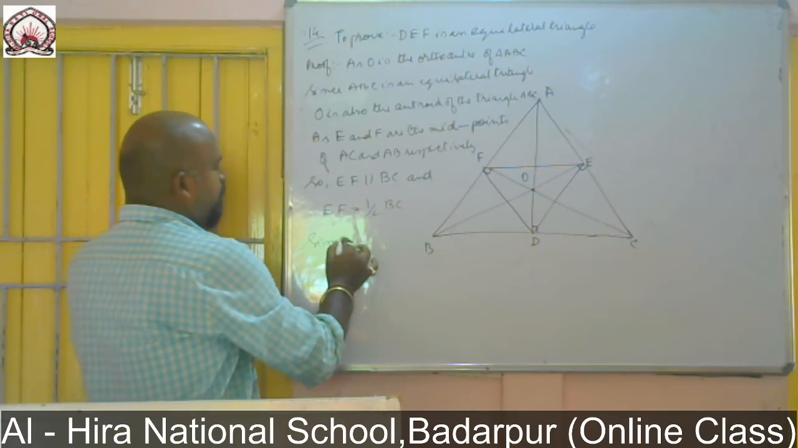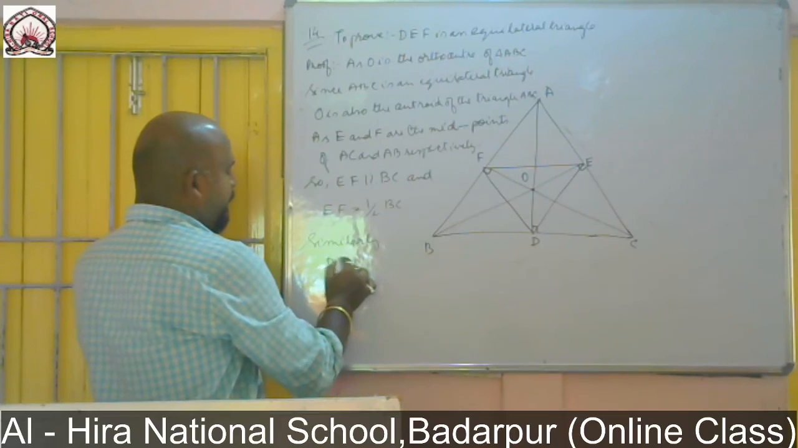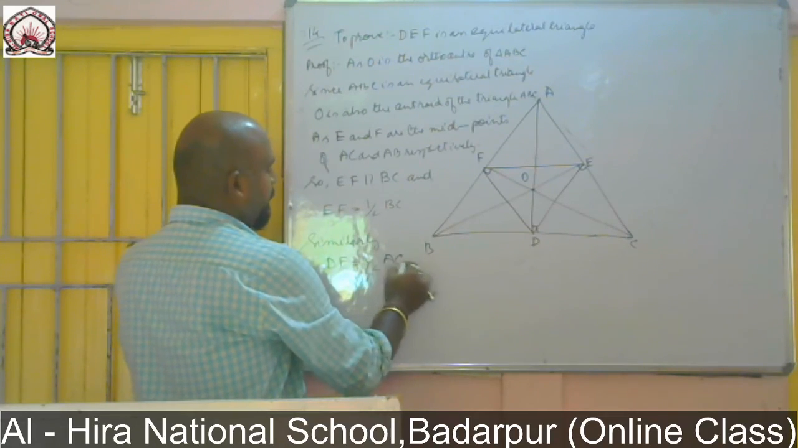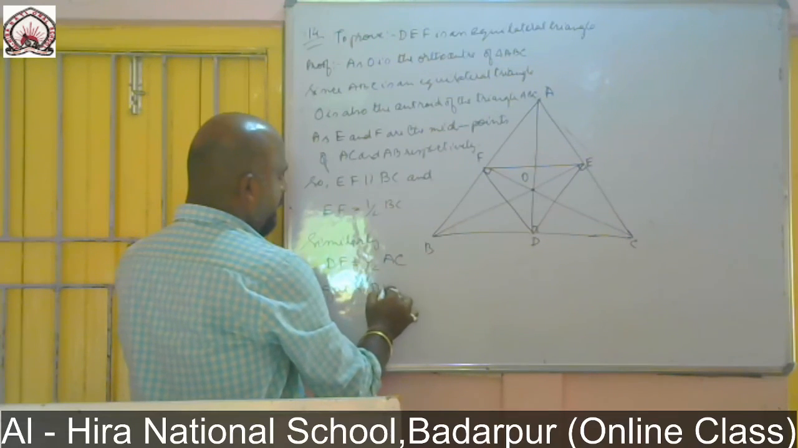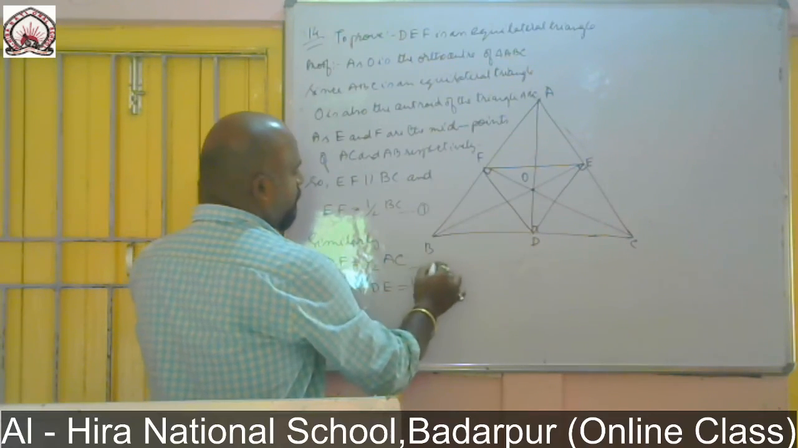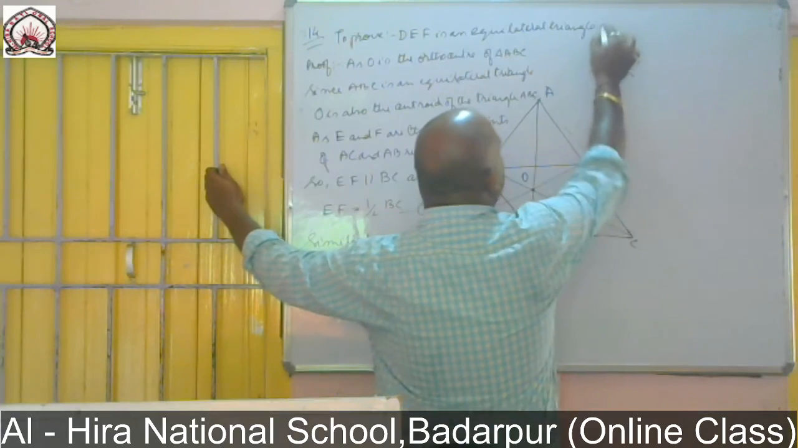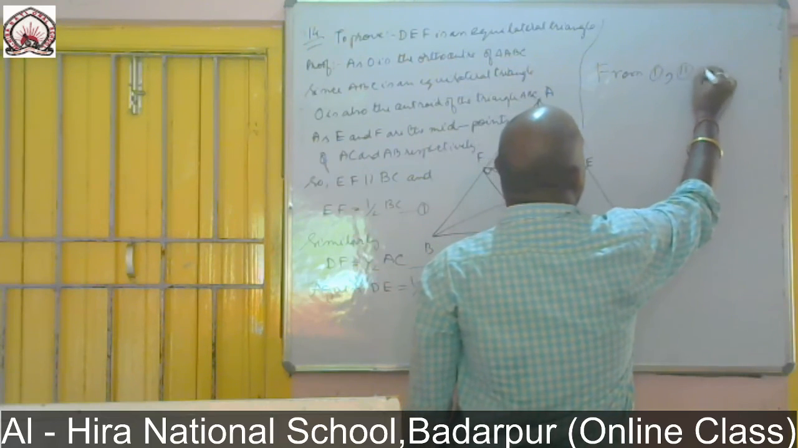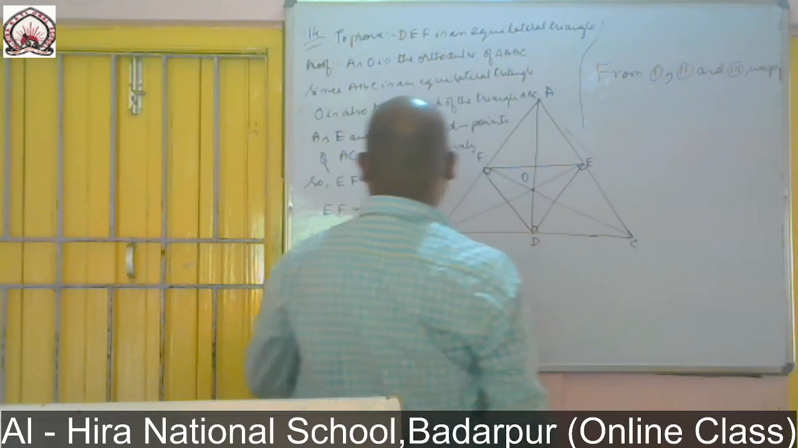Similarly, DF is half of AC. Again, DE is equal to half of AB. These are 1, 2 and 3. So what are we getting from 1, 2 and 3?